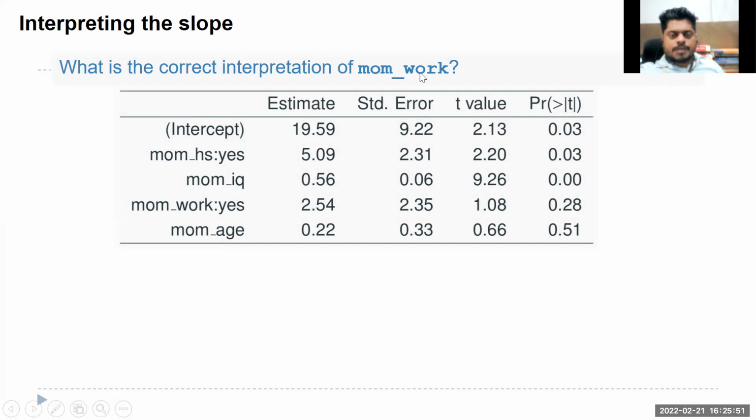Similarly, let's say mother working, yes or no. How will I interpret that? IQ you have already discussed. Mom work, yes, is showing as 2.54. How will I interpret this?